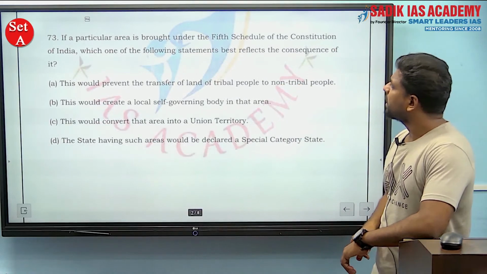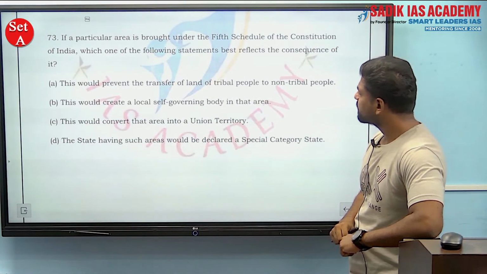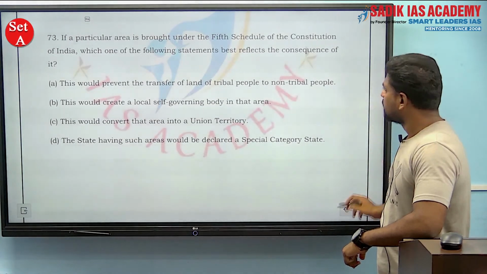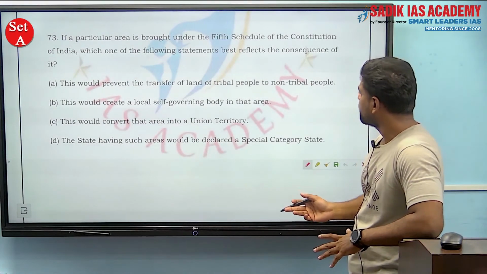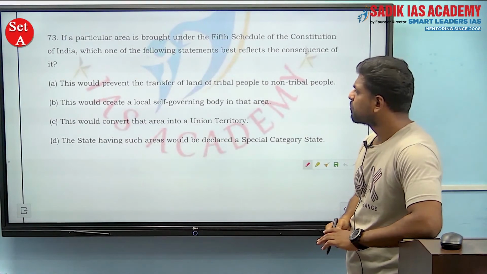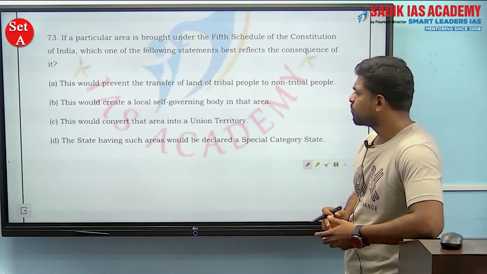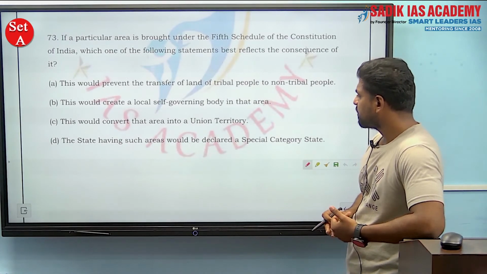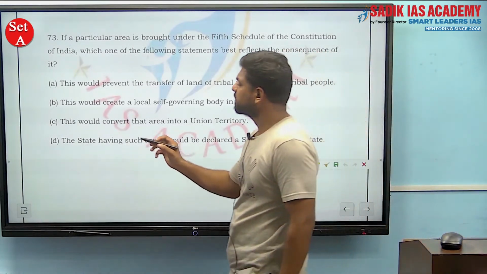If a particular area is brought under the 5th Schedule of the Constitution of India, which one of the following statements best reflects the consequence of it? Option A, this would prevent the transfer of land of tribal people to non-tribal people. B, this would create a local self-governing body in that area. C, this would convert that area into a union territory. D, the state having such areas would be declared as a special category state. The right answer for this particular question is this.